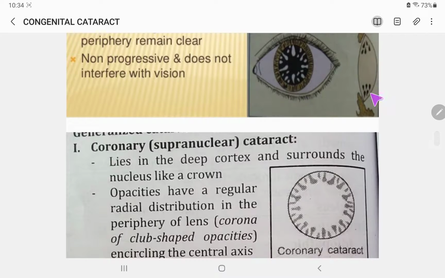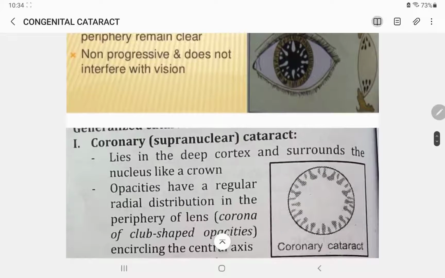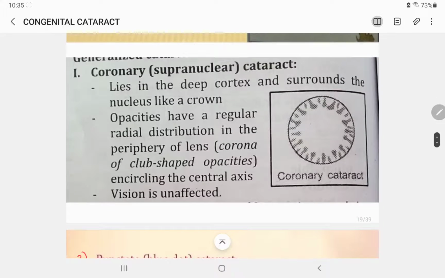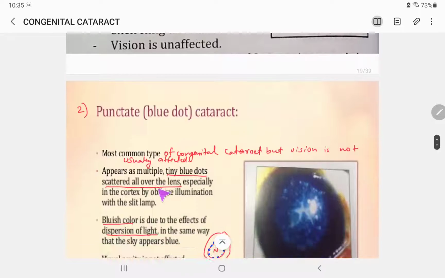Here you can see in the figure it's given nicely. You can appreciate that it's like a crown. Corona means crown, so it lies in the deeper cortex and surrounds the nucleus like a crown. The opacities have a regular radial distribution in the periphery of the lens, corona or club opacity, sparing the central visual axis, and vision is unaffected, same thing.